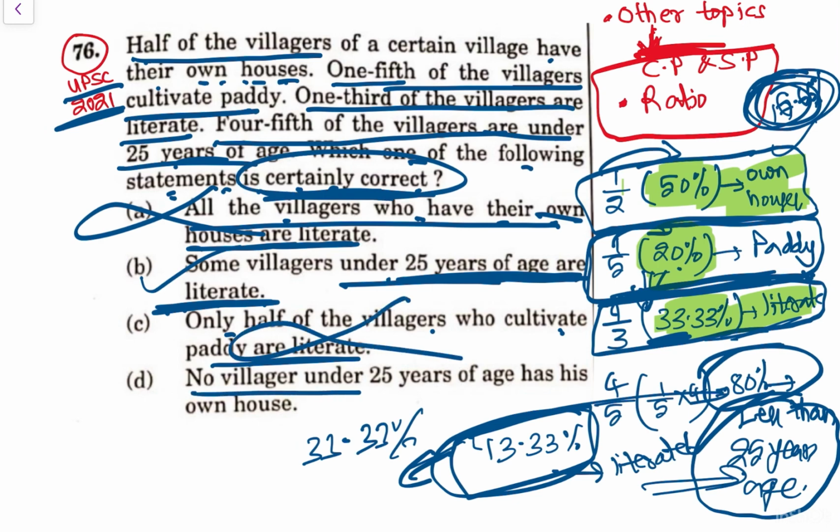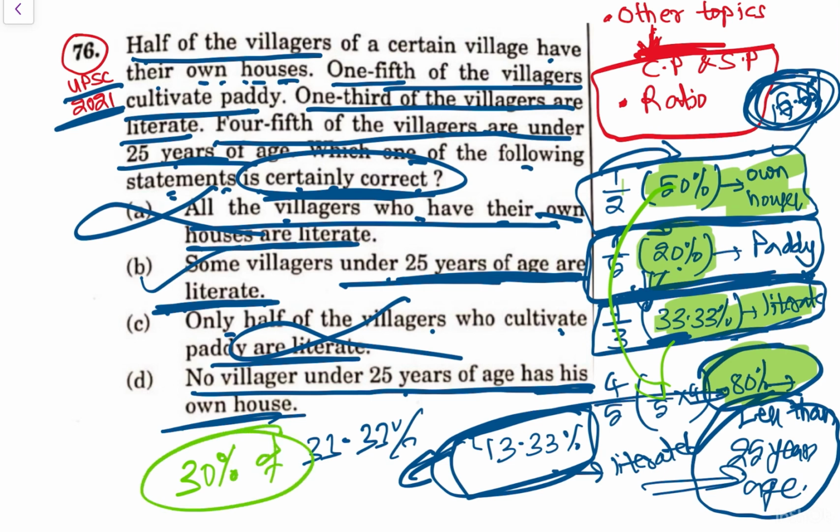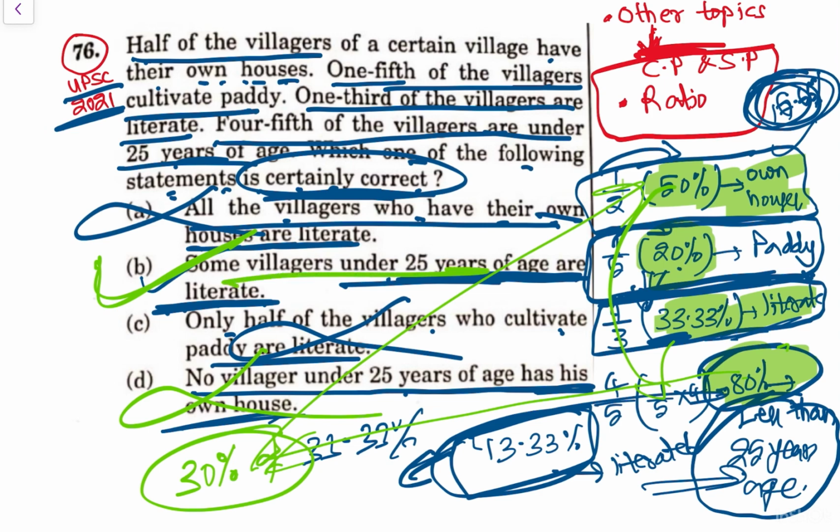Then no villager under 25 years of age has his own house. No. See, under 25 years of age, how many are 80%, and 50% have their own house. Okay, so at least 30% of this population of age 28 have at least a house, so this is also wrong. So option B is the correct answer.